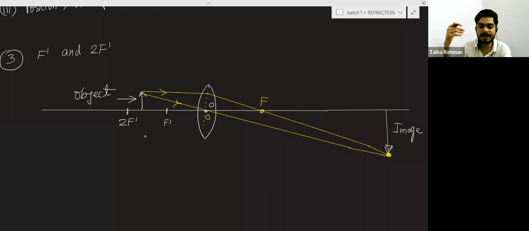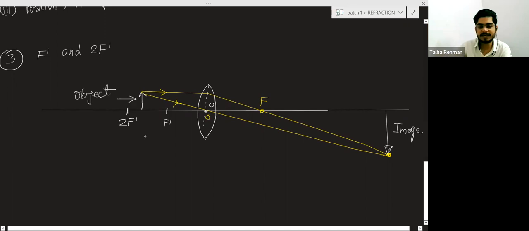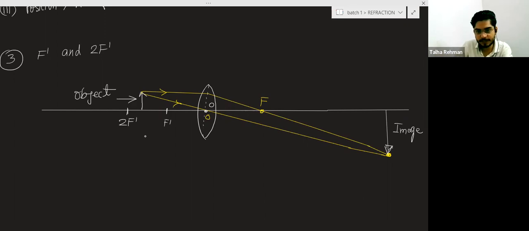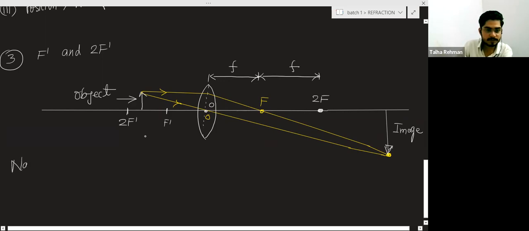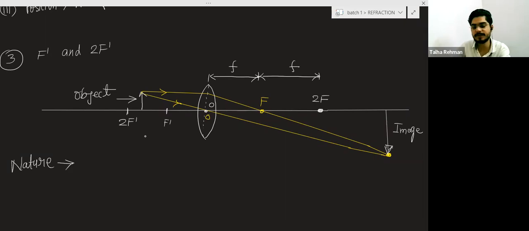Now can anyone tell me what is the nature, position and the size of the image? I am telling you, here is 2f, here is 2f. This distance is a small f, and again this distance is a small f, and same is the case here. Talking about the nature of the image, can anyone tell me what will be the nature of the image? Anyone?